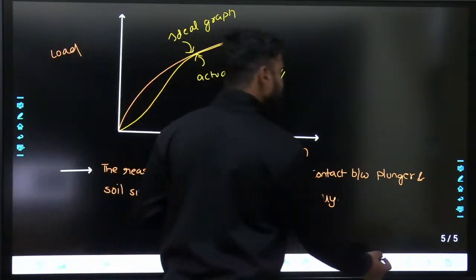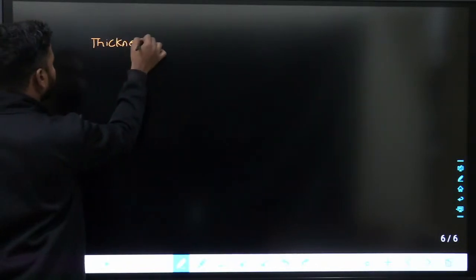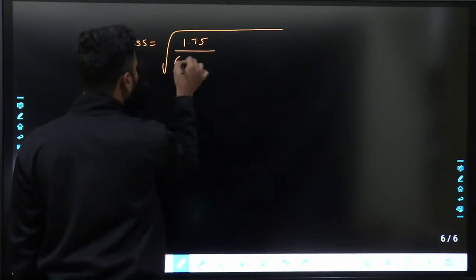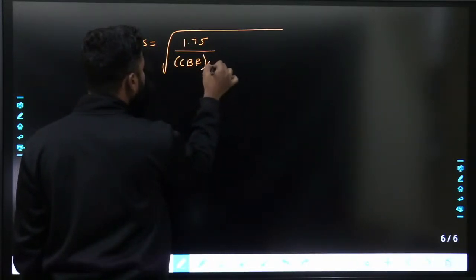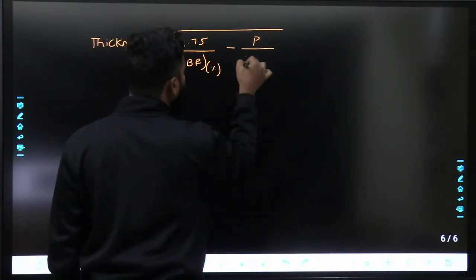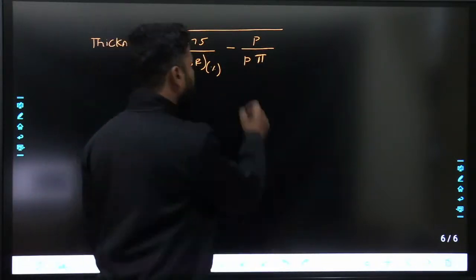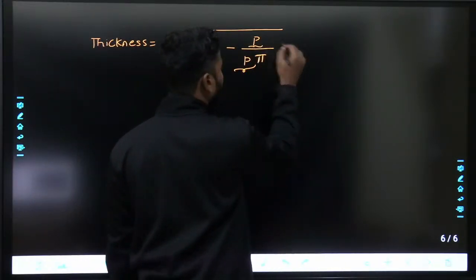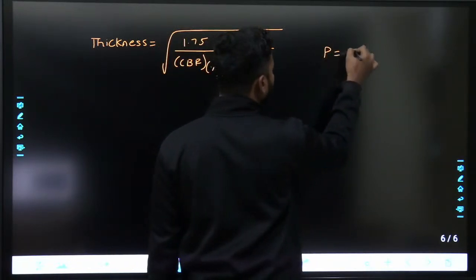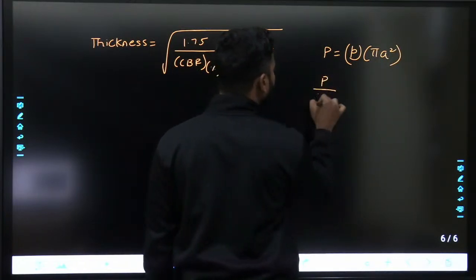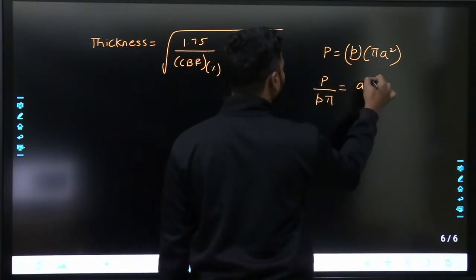Finally, once you calculate the CBR value, how are you going to find the thickness? Thickness is generally given as the square root of 1.75 upon CBR in percentage, times (P upon p pi minus A square). Here small p is stress and capital P is the load carrying capacity. So generally P equals small p into pi A square, so P upon p pi would be A square.